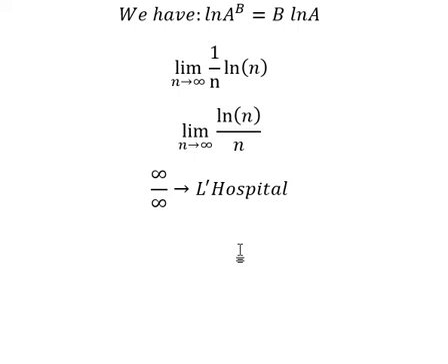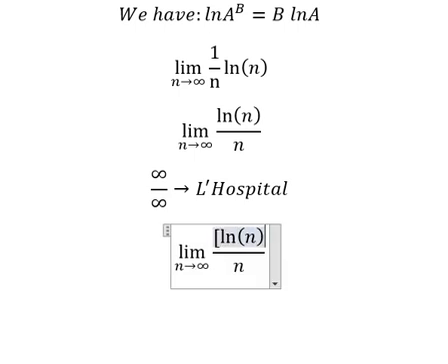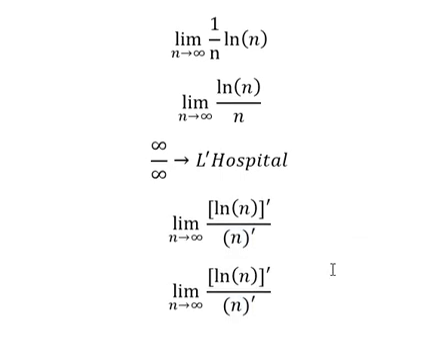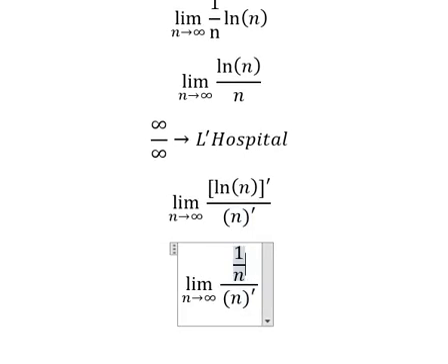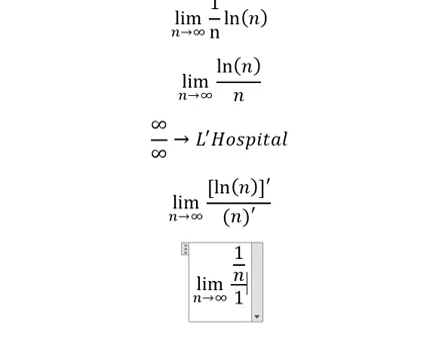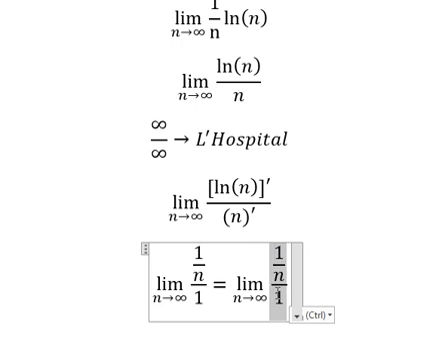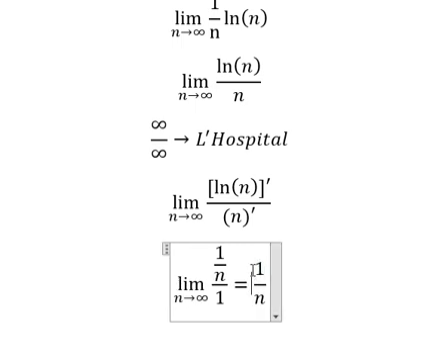So we need to do first the derivative on numerator and denominator. So this one we have 1 over n. This one we have number 1. So we simplify like this. When n approaches to positive infinity, you got 0.